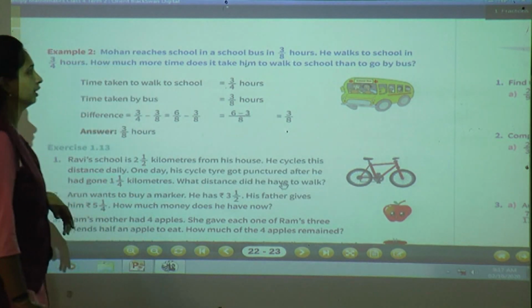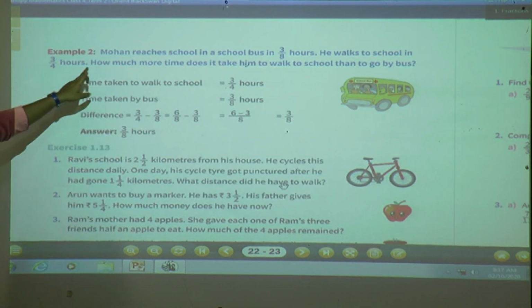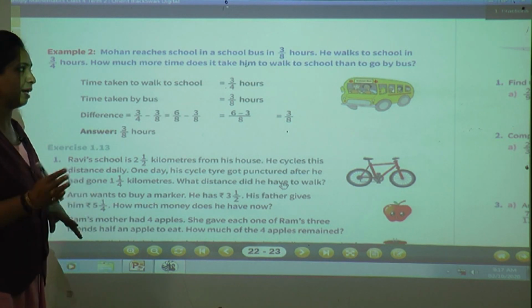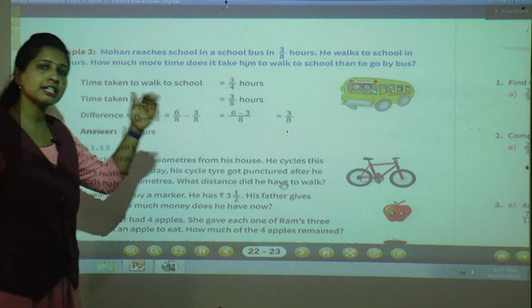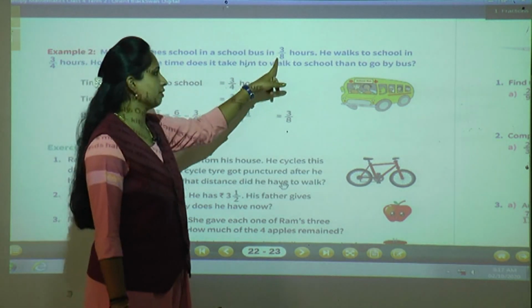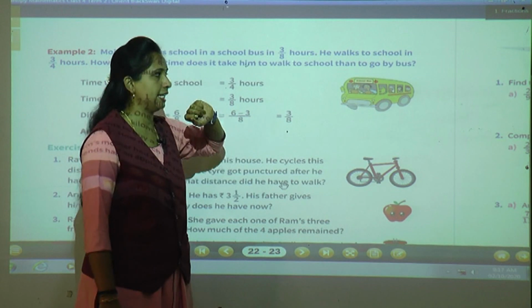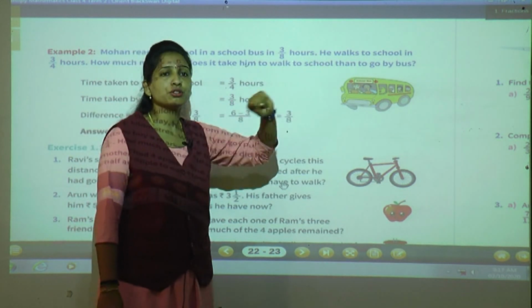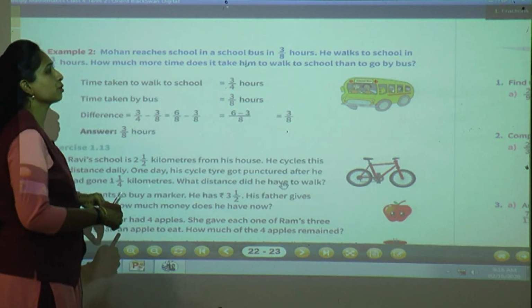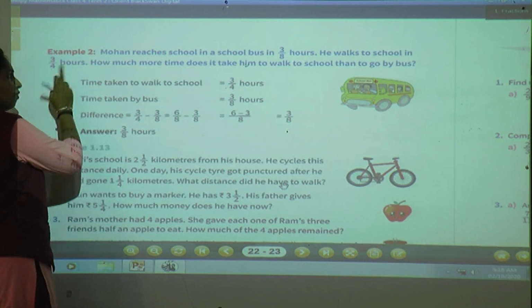So what they have given is that one boy is there, Mohan. So he goes to school every day by bus. So from his home to school, how much time he spent in bus? How many hours it takes? 3 upon 8 hours. So he walks to school. So when he missed the bus, if he wants to come to school, it takes 3 upon 4 hours.